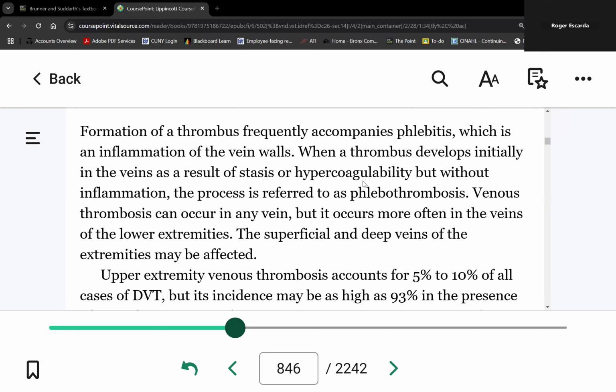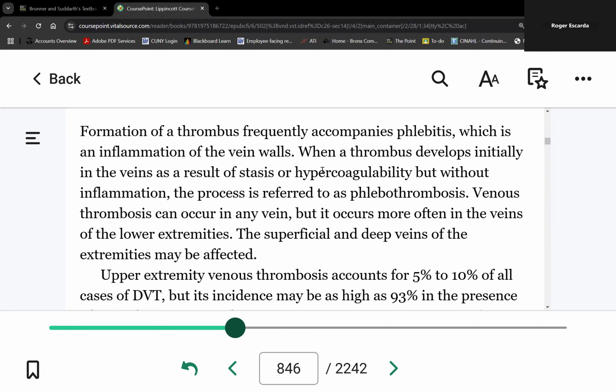Second, a clot can also form because of hypercoagulability. Hypercoagulability conditions are those wherein you smoke, you have cancer, you're taking oral contraceptive pills, or you have any other blood disorder. That puts you at hypercoagulability.